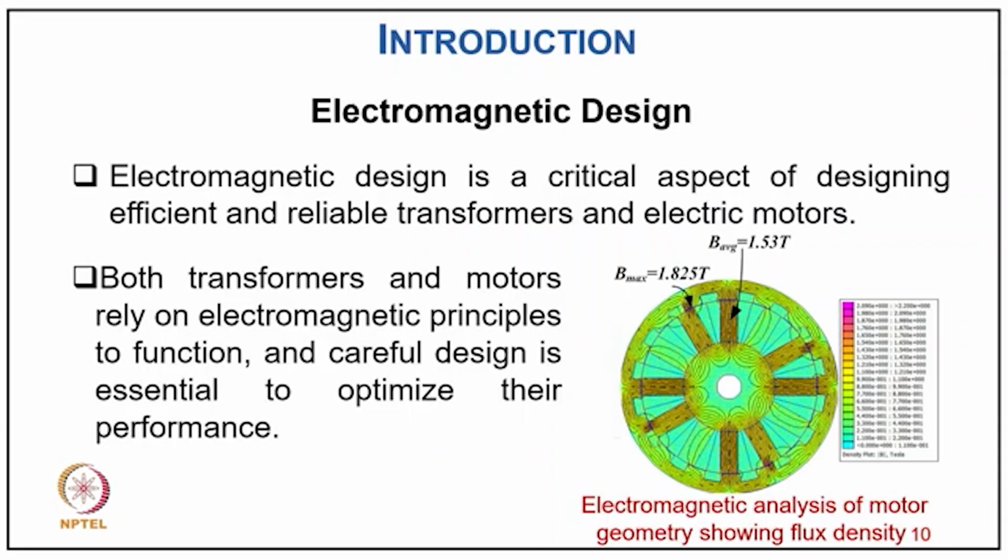You can see an example electromagnetic analysis of a motor geometry, showing the flux density variation in different parts as a bar chart, which comes as an output of FEM analysis. You can see the maximum flux density, where the concentration of the flux is in a small area, with a maximum of 1.825 Tesla and an average flux density of 1.53 Tesla.